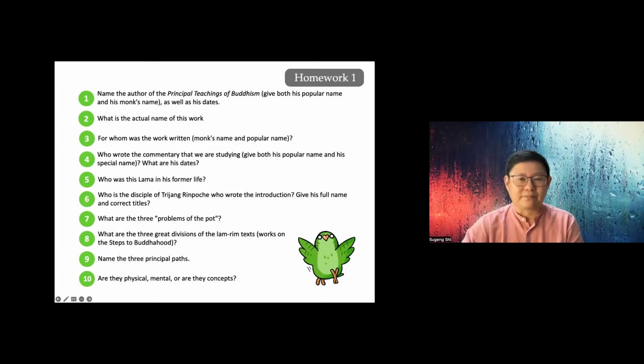It's Pabongka Rinpoche, Dechen Nyingpo. The year I forgot. I think you can look at the notes, right? And then who was this Lama in his former life? Changkya Rolpe Dorje, who is the teacher of the Emperor Kangxi.